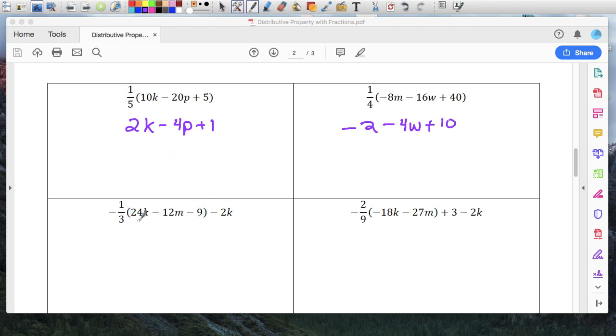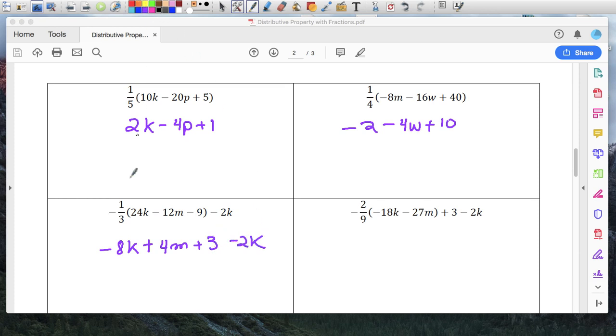Here, everything gets divided by 3, right? Because we're multiplying by 1/3. So a negative times a positive is a negative. 24 divided by 3 is 8k. Negative and a negative is a positive. 12 divided by 3 is 4m. Negative and a negative is going to be a positive, and 9 divided by this 3 in the denominator is going to be 3, minus 2k.